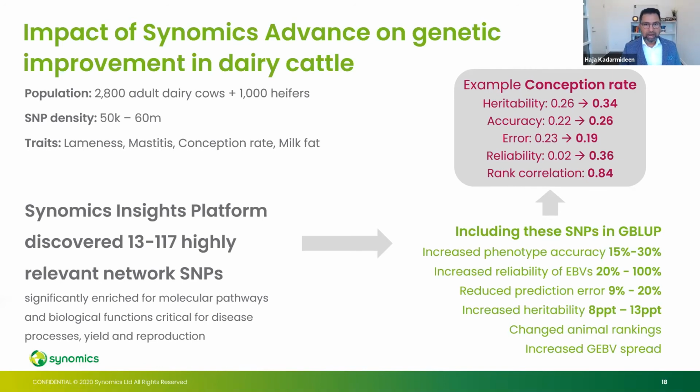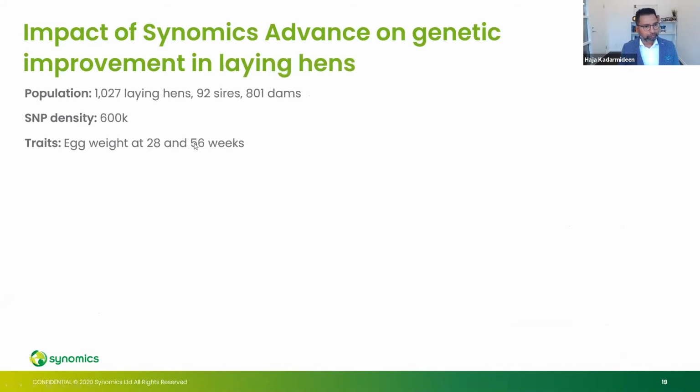That means the top animal is not the top animal in GBlob, but our reliability of EBVs are much, much better. So in that case, the commercial decision of what to select and use as future parents would be more advisable and highly recommended to go with a ranking that is more reliable. So that's a fact here.